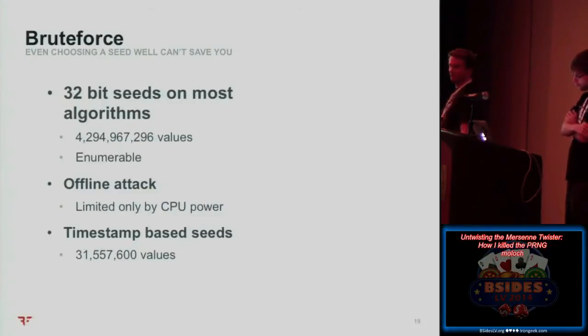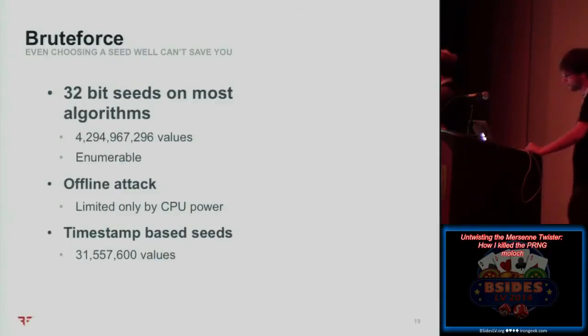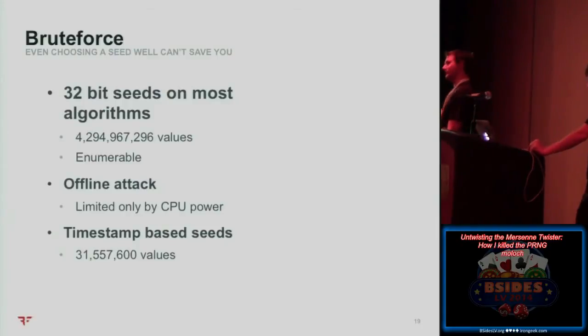So this is obviously only an offline attack, so we're not going to be doing any cumbersome requests out to a server. Because we can do this all offline, it's just limited by CPU power, and even a regular laptop is able to brute force through 4.2 billion values in a reasonable amount of time. Certainly within the amount of time that'll finish within an ordinary pen test. And also timestamp-based seeds. The 31 million values is the number of seconds in a year. So that's a much, much smaller value, right?